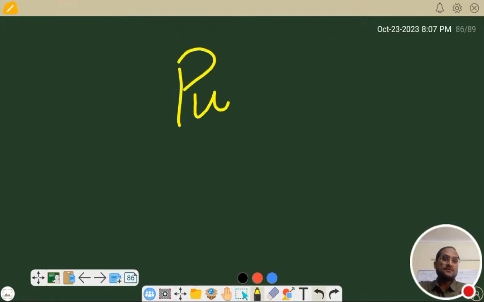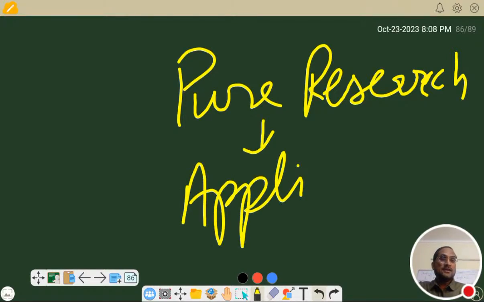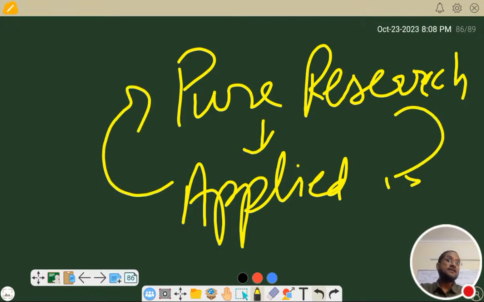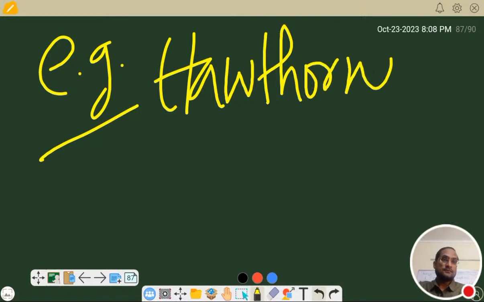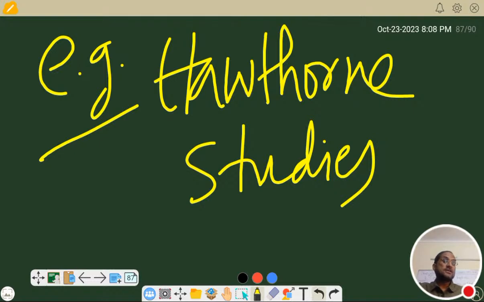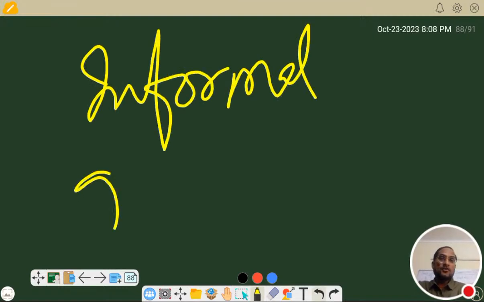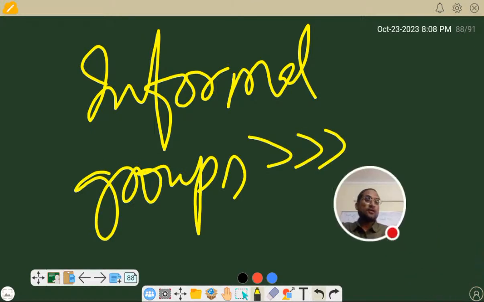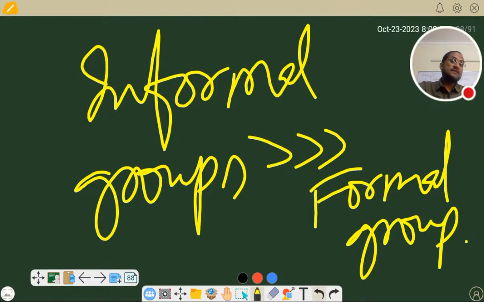Likewise, the pure research, which is done for the fun of research, and applied research, they also fuel each other. Pure research leads to applied research and applied research leads to pure research. They also support and fuel each other. For example, an applied research was done in the Hawthorne studies, where it was found that informal groups are more effective than the formal groupism. Informal groups are far more effective than the formal groups.